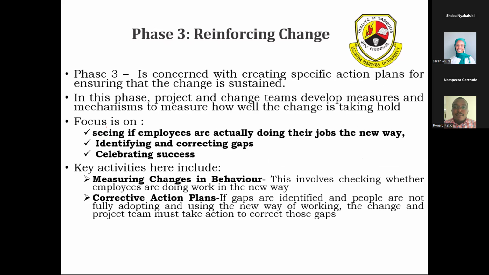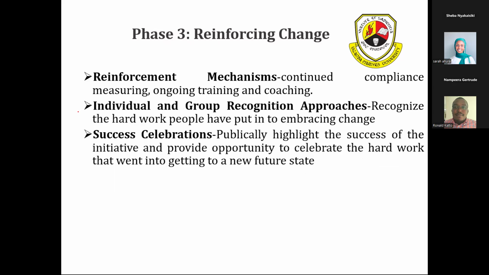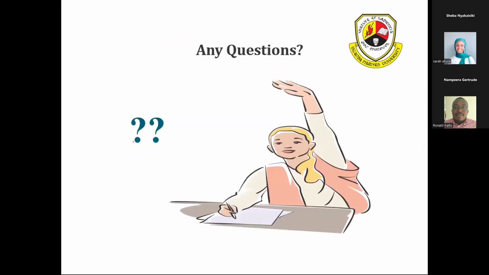Phase 3, the final phase, is where we are gaining feedback and correcting any gaps and any queries or doubts that may arise. So this is basically feedback and making any corrections that need to be made. The final phase also includes a reinforcement mechanism, ensuring that compliance and change is continuous, recognizing those who have embraced change and celebrating successes.